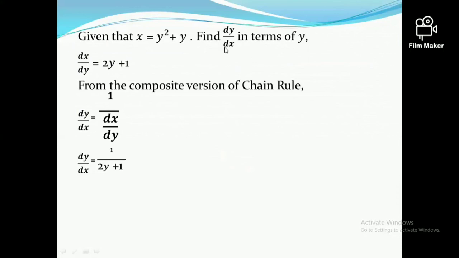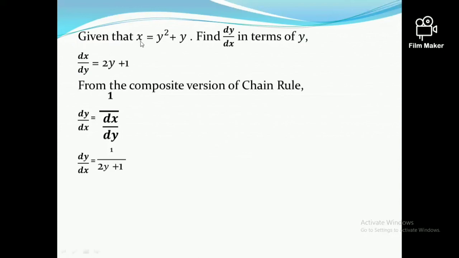Find dy by dx. To find dy by dx straightforwardly, this is not a function of x. This is not y equals something. This is x equals some function of y. Straightforward, we cannot find dy by dx, right? But later on, there is a technique we use called implicit differentiation. We will learn from further topics of differentiation how to do it without this composite version of the chain rule, right?